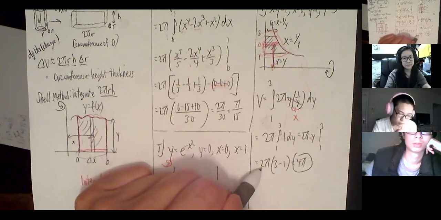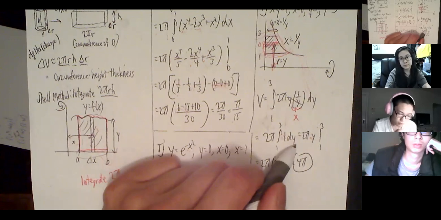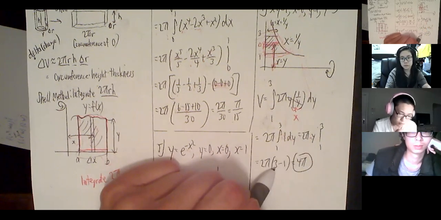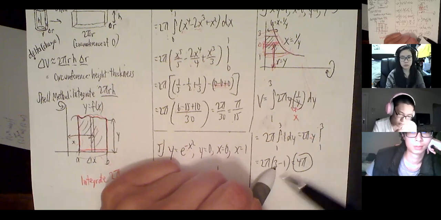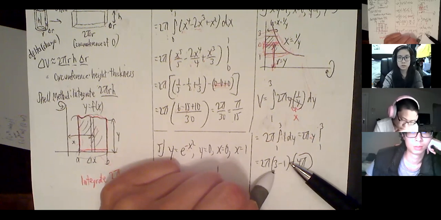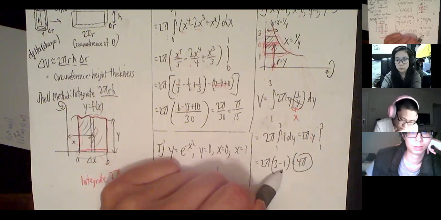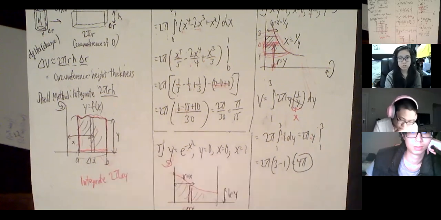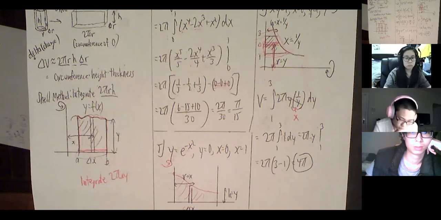Okay, factor out the 2 pi. Just leave the 2 pi out of it. When you get a 2 pi like that, just forget about it. Plug in 3, minus plug in 1. 3 minus 1 is 2. 2 times 2 pi is 4 pi. Right? So my answer is 4 pi.